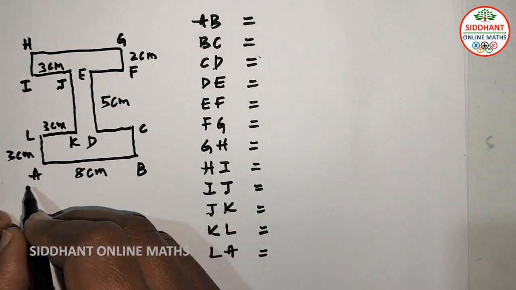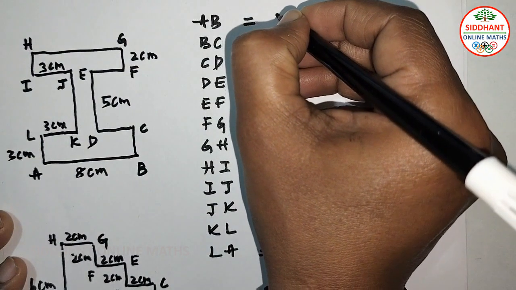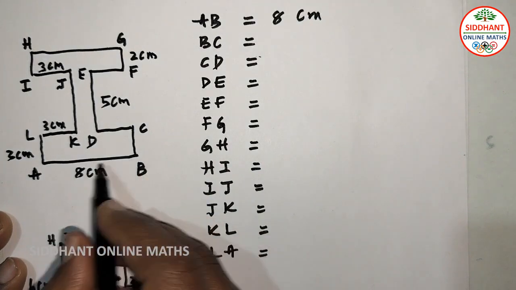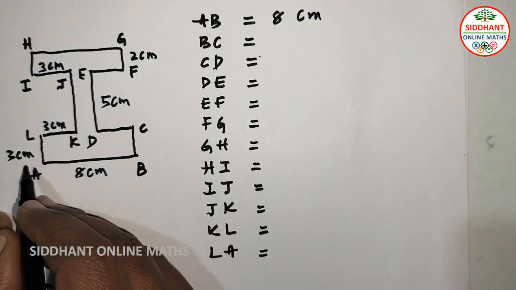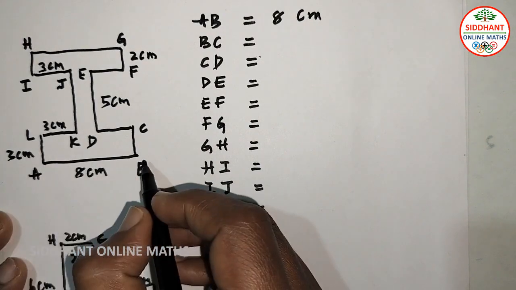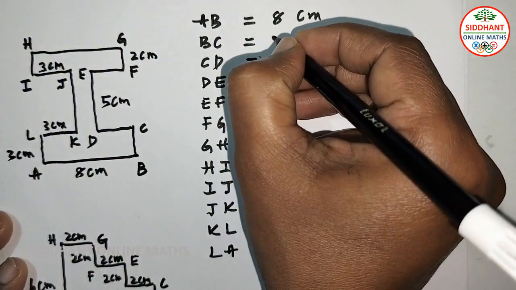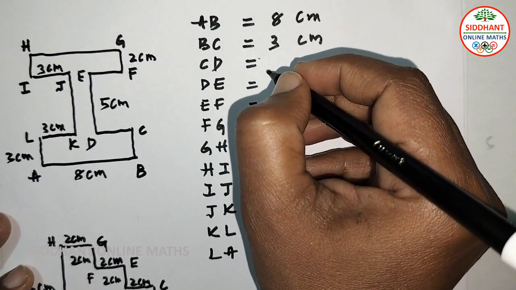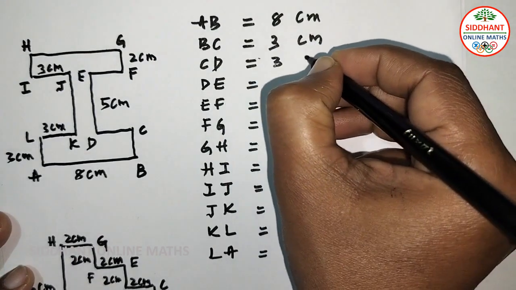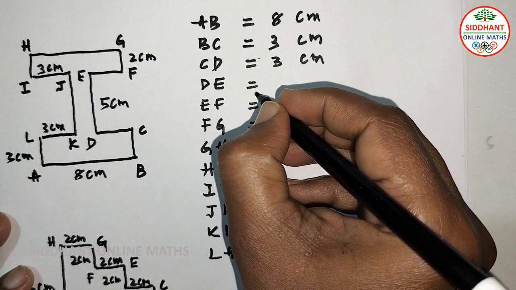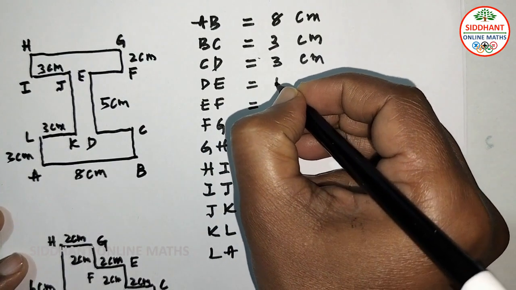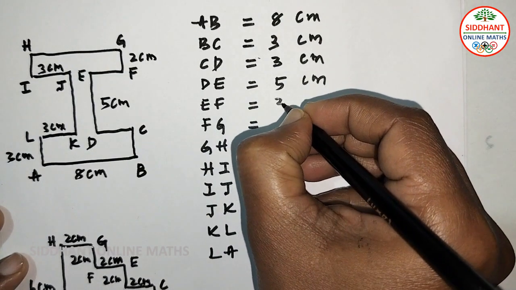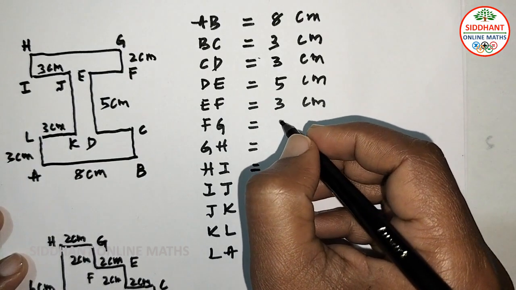The first, AB, is 8 centimeters, which they have given here. Next BC is nothing but LA, which is 3 centimeters. So BC will also become 3 centimeters. CD is nothing but LK, so that is 3 centimeters. Next DE is given as 5 centimeters. Next EF is also 3 centimeters, which is equal to JI.